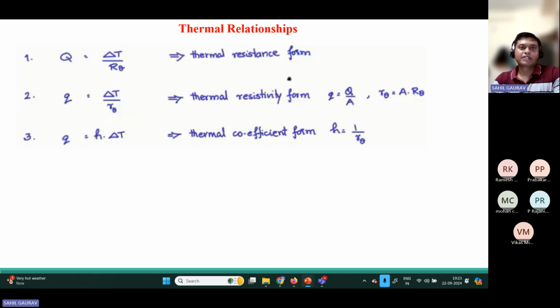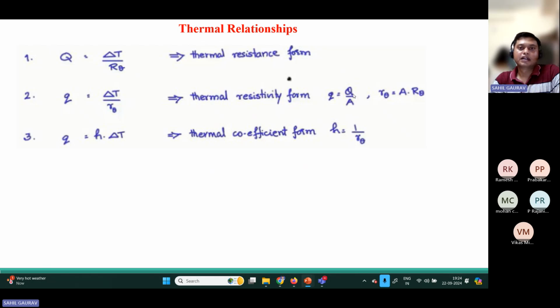Before that, we have some thermal relationships. First, we have seen the thermal resistance, R theta. So Q, the heat energy extracted from the cold body, equals delta T upon R theta. If you write it in thermal resistivity form, then you denote small q as the heat energy per unit area. So this small q denotes the heat energy extracted per unit area.